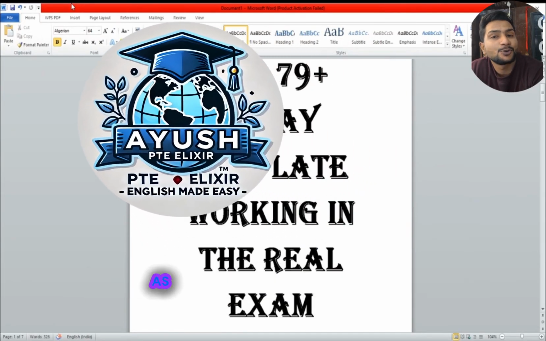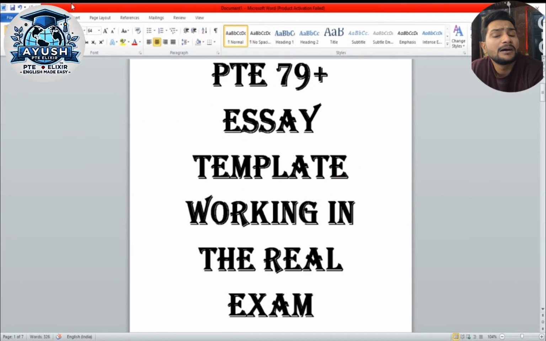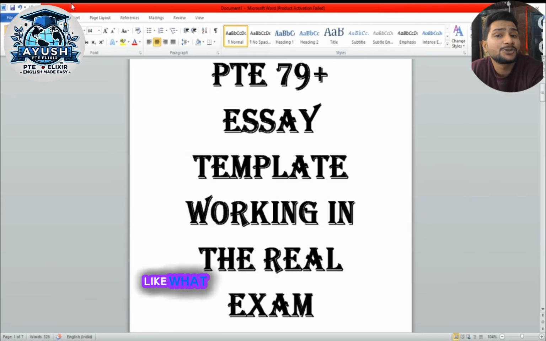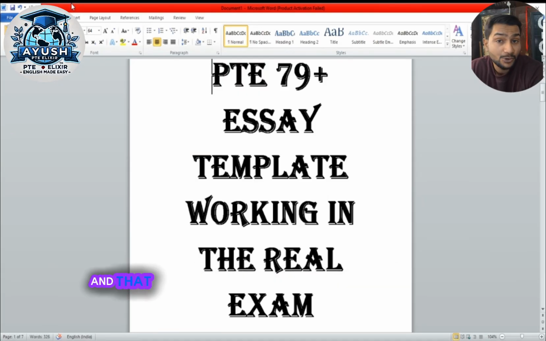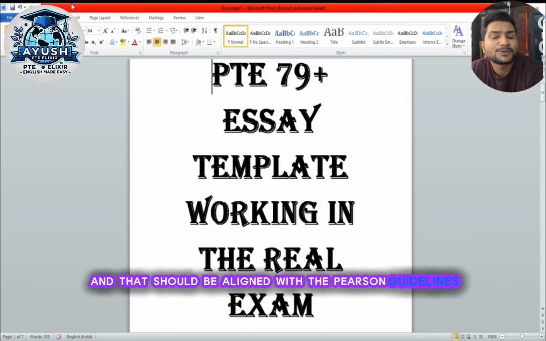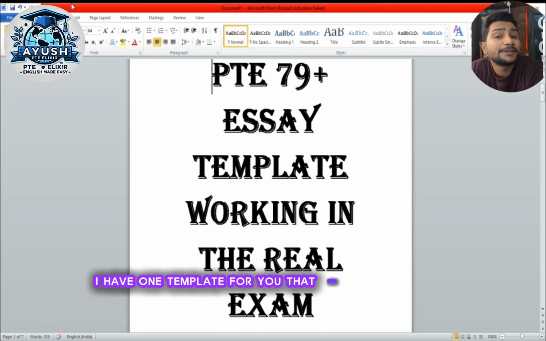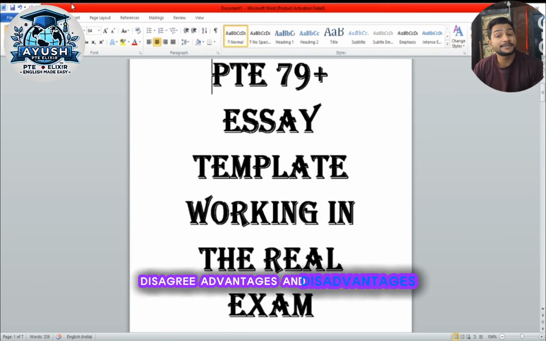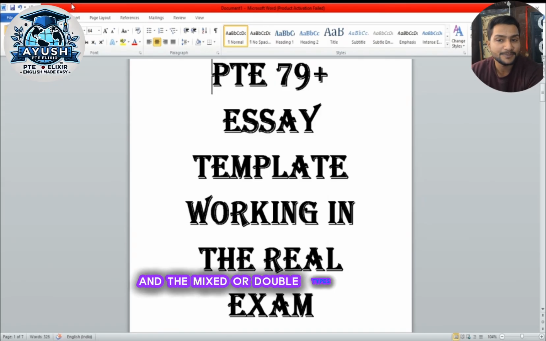As you know, a lot of students have been asking each other and me as well what the essay template should be that is going to be used in the Pearson Test of English after the 7th of August changes, aligned with the Pearson guidelines. So I have a template for you that fits all essay types, whether it is opinion, agree, disagree, advantages and disadvantages, problem solution, cause and effects, and the mixed or double types of essays.